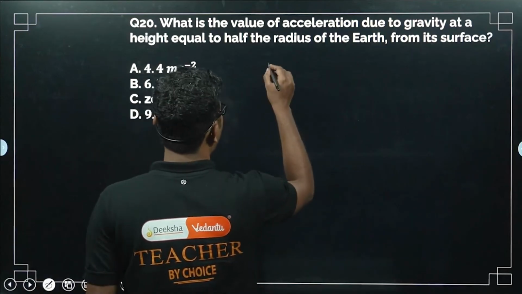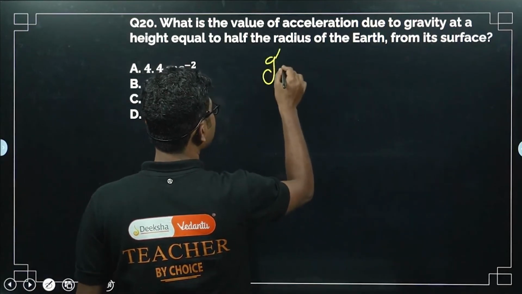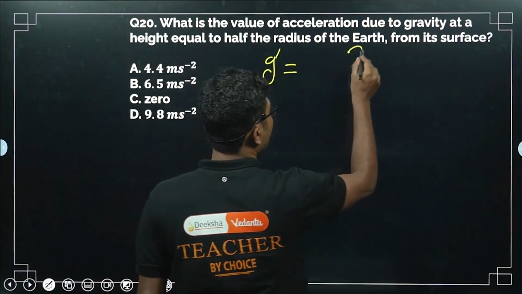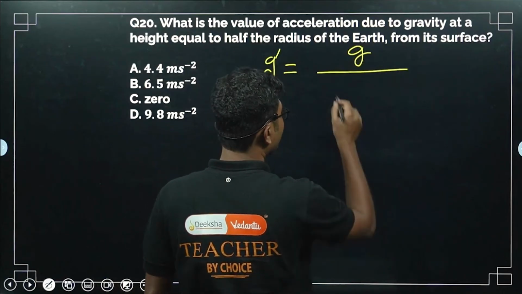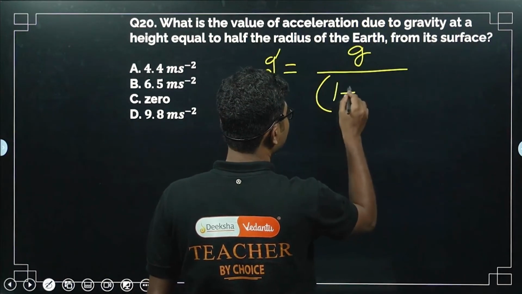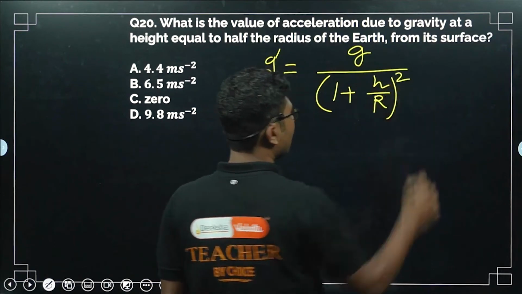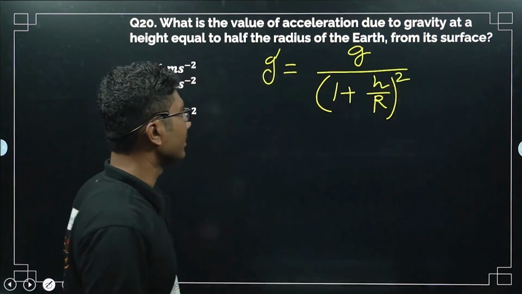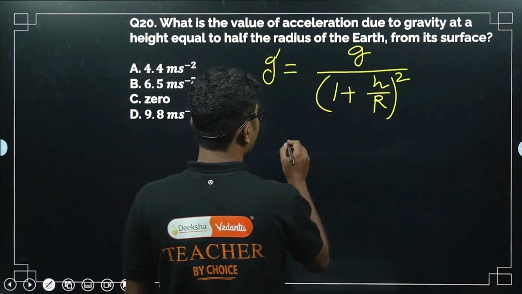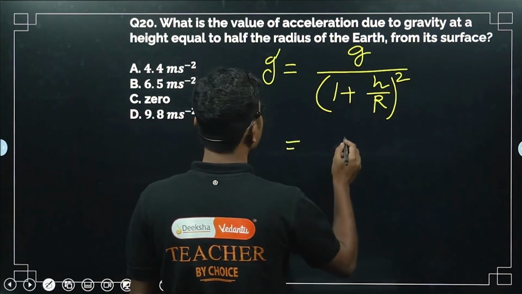So we know that gravity at any height h is given by g is equal to gravitational acceleration on the surface of the earth, g, divided by (1 plus h by r) whole square. Do not use the reduced formula, you have to use the actual original formula. This is the formula from the chapter on gravity, if you have studied it, if you remember it.